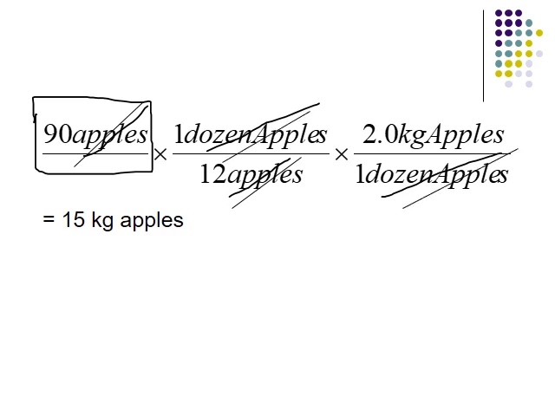So I can now multiply across the top. 90 times 1 times 2 is 180. Divide by 12 times 1, which is 12. 180 divided by 12 is 15. This is the same process we used with the chili, but now we are bringing in amounts and masses and the word dozen. You've done it before, same exact process.